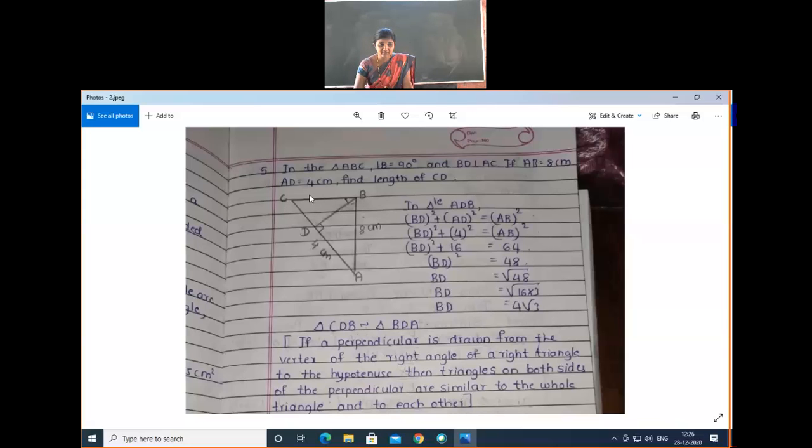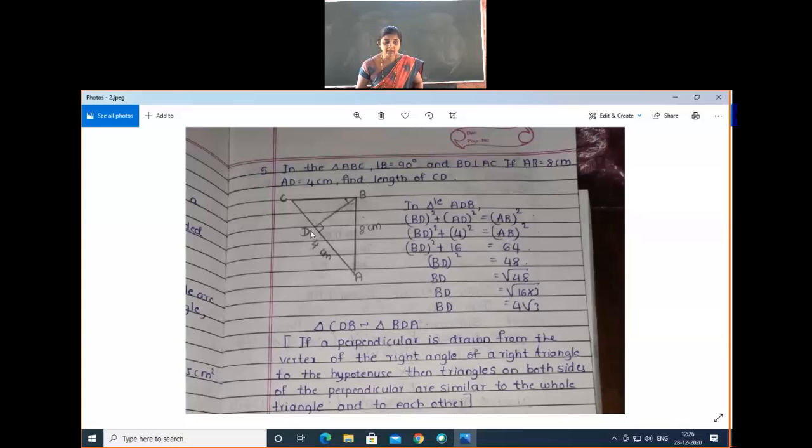So what is given? ABC, angle B is 90 degrees. This is a right angle triangle. Then one more data is given that BD is perpendicular to AC. Here also you will get 90 degrees. Then AB is 8 centimeters, and AD is 4 centimeters. Find the length of CD; this CD measurement we have to find.